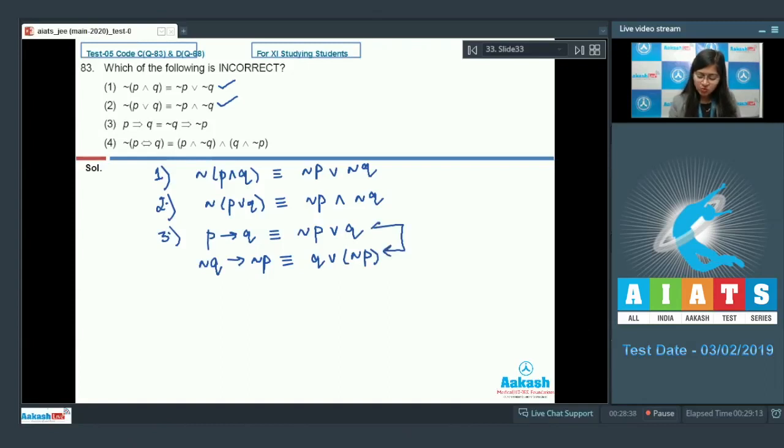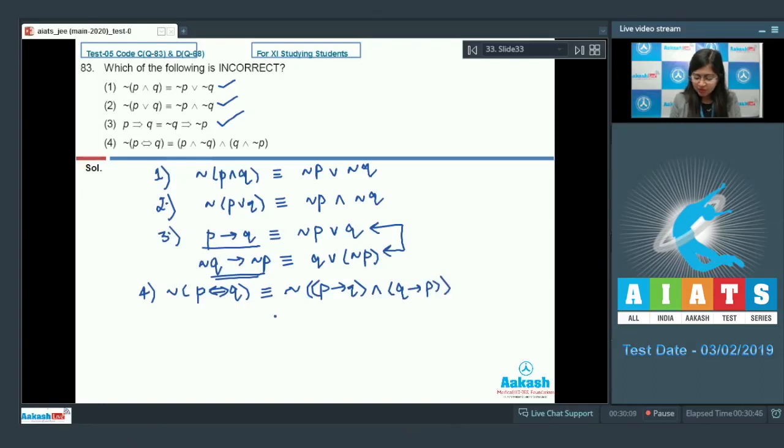Now, as these two are equal, so these two are also equal. So this is also correct. Now, let us look at the fourth option. Fourth option says that negation of P to Q. So this can be written as negation of P to Q and Q to P, right?